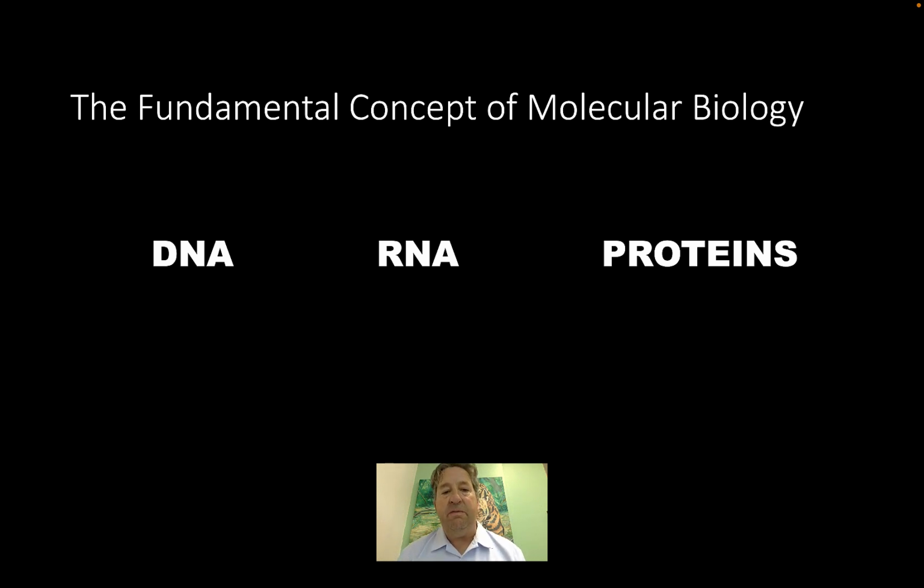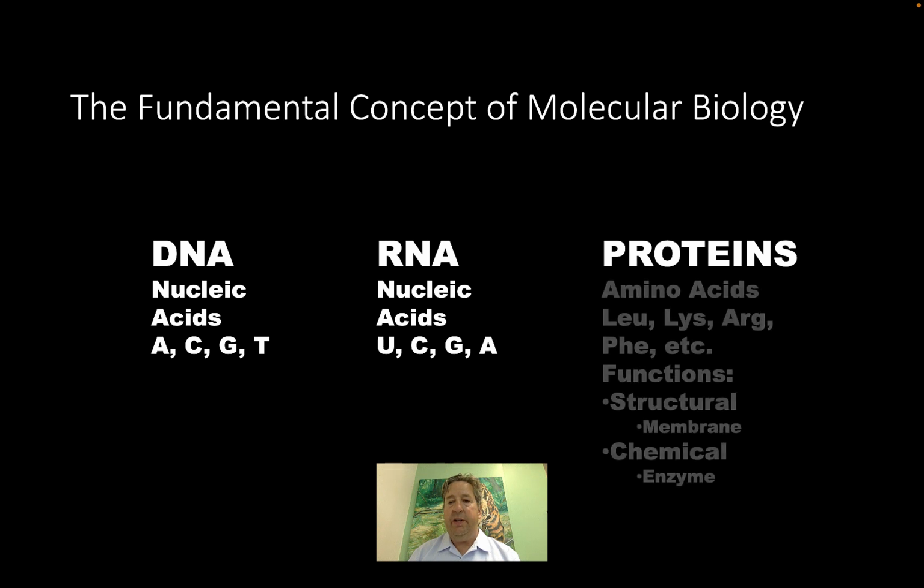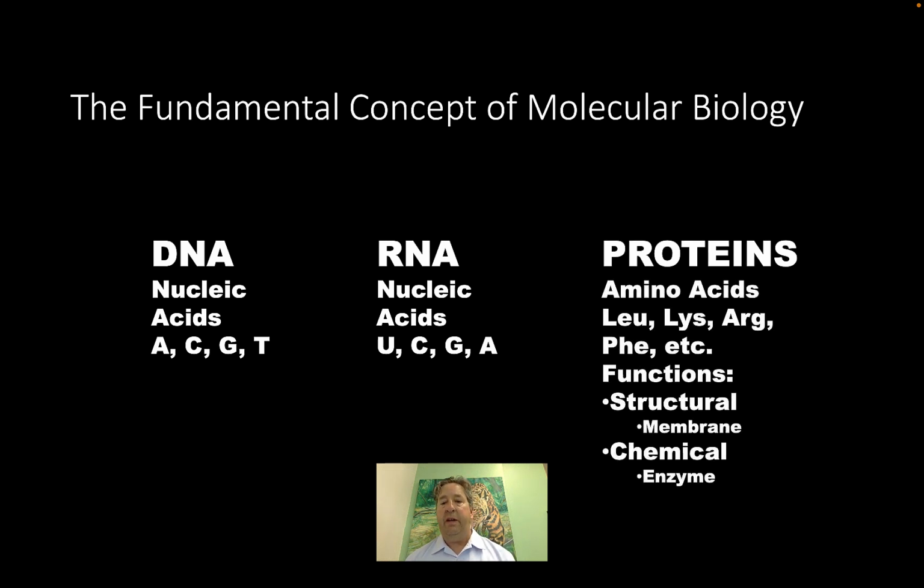So this relationship is called the fundamental concept of molecular biology, where we start with a gene that's located on DNA, and we go from DNA, which is made up of nucleic acids, we abbreviate those A, C, G, and T, to RNA, which is also made up of nucleic acids, in this case ribonucleic acids, whereas DNA is made up of deoxyribonucleic acids, but similar structures. And then you have proteins, and proteins are made up of amino acids, and we abbreviate those with three-letter codes, and they play a role in our body of being structural things or chemical enzymes that help lead chemical processes in the body.